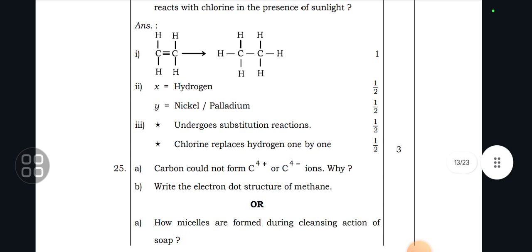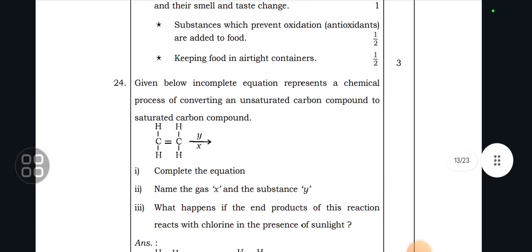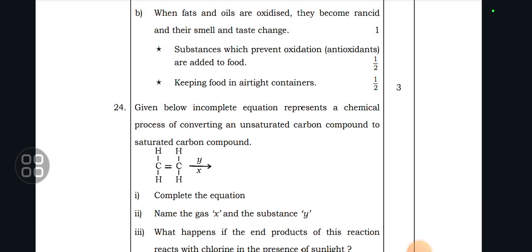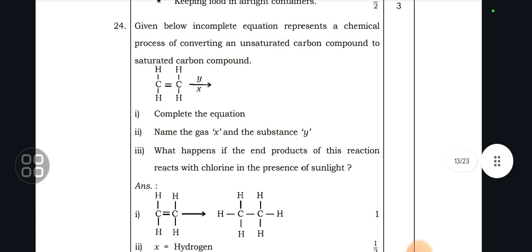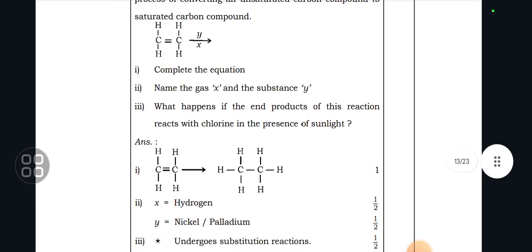See here, from carbon and compounds they ask the questions. You should stop the video and watch the answers. I will be scrolling over here.